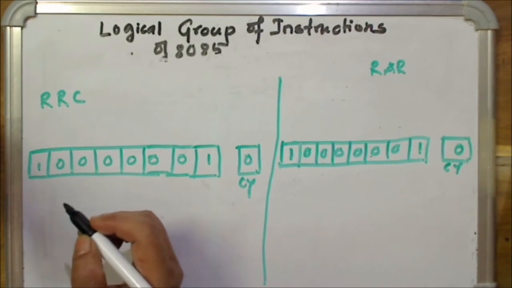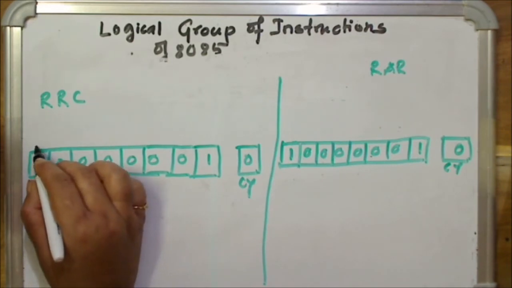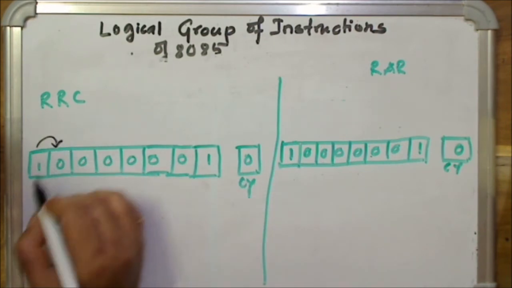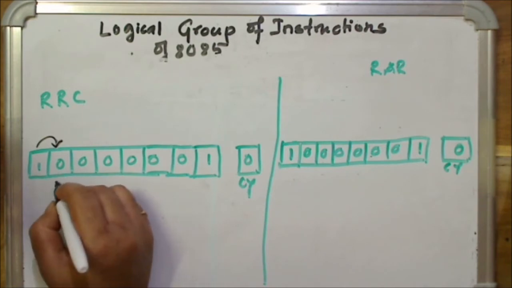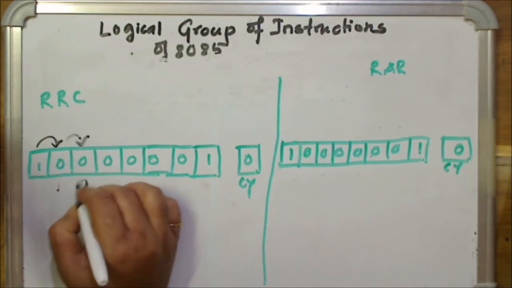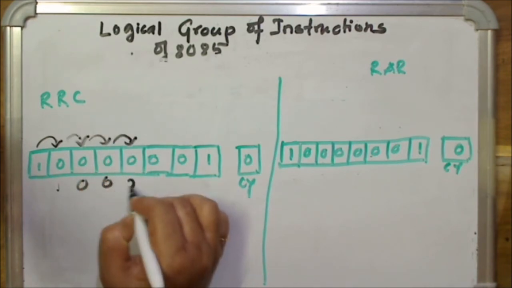Now see what will happen here. This bit will go here after I write RRC. This is your accumulator. This is your carry. So this will go E1. Okay. Then this bit will go here, this will be 0. This bit will go here, this will be 0. This bit will go here, this will be 0.